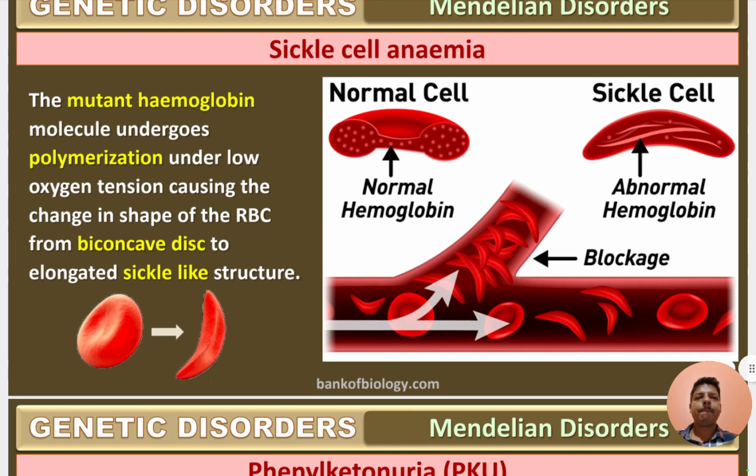And here it is a normal RBC, and it is a sickle cell RBC, an abnormal RBC, and they cause blockage like this. The mutant hemoglobin molecule undergoes polymerization under low oxygen tension, causing the change in shape of the RBC from a biconcave disc to an elongated sickle cell structure.